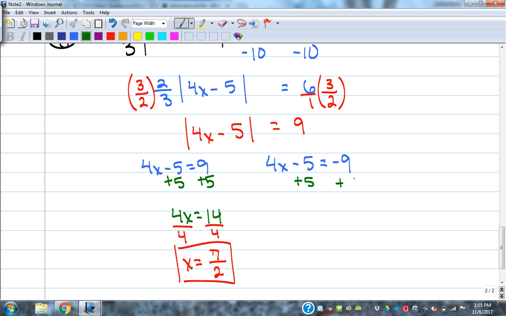Same steps for the other equation. Got 4x is equal to negative 4. This one's a little better because it does go evenly.